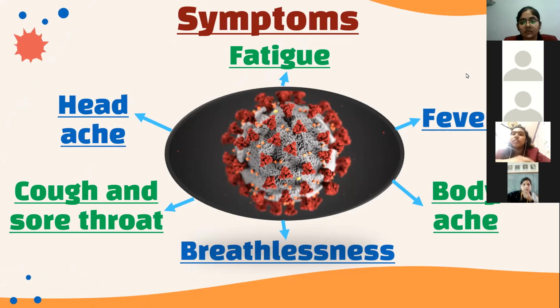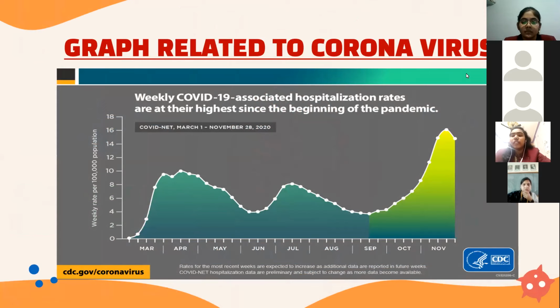Now let us start with the symptoms of COVID-19. The less serious symptoms of COVID-19 are fever, body ache, cough, sore throat, headache, fatigue, loss of taste and smell, etc. But the most serious symptoms of COVID-19 are breathlessness, chest pain, loss of mobility or speech, etc. If you have any of these serious symptoms, then you need to seek immediate medical attention. Now, let us move to the graph related to coronavirus.